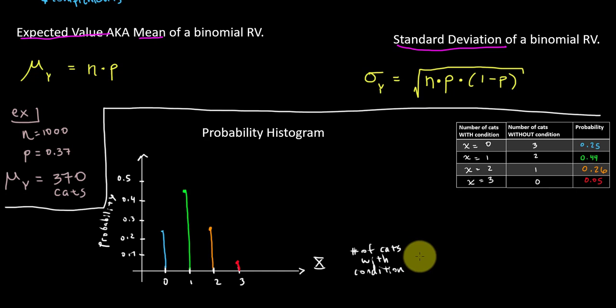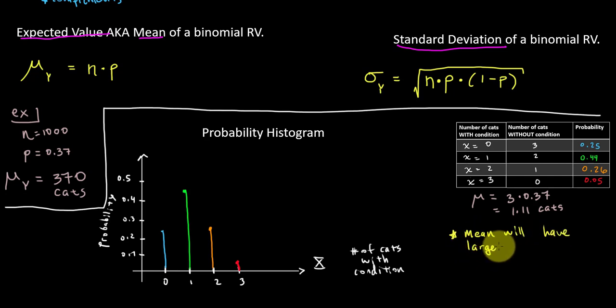Cool. Even color-coded. Well, what shape does this have? I would say it's got a mild skew, right skewed. And furthermore, I want to notice that the mean here, which for this variable would be 3 times 0.37, which is 1.11 cats, which is closest to 1. I want to note that the bar that is closest to the mean will have the largest probability, which is the tallest bar, because it's the expected value. It's what's expected to occur. It's not guaranteed, but it's what is most likely. It's kind of the foundation of expected.